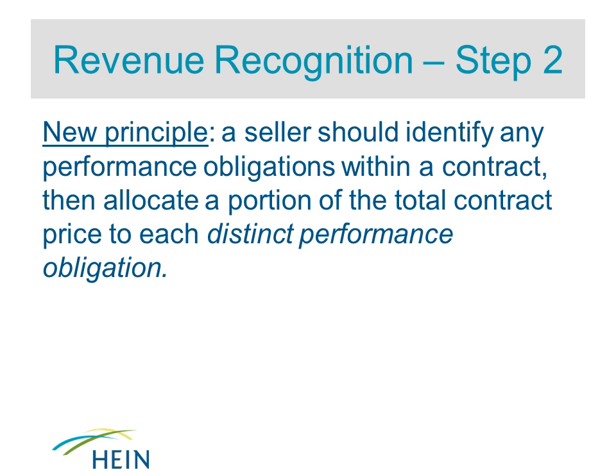So let's clearly state what the new principle really is. It says the seller should identify any performance obligation within a contract, then allocate a portion of the total contract price to each distinct performance obligation. So if there's more than one promise to transfer goods or services, consideration is going to need to be given as to whether the promises to transfer goods or services should each be a performance obligation or treated separately.